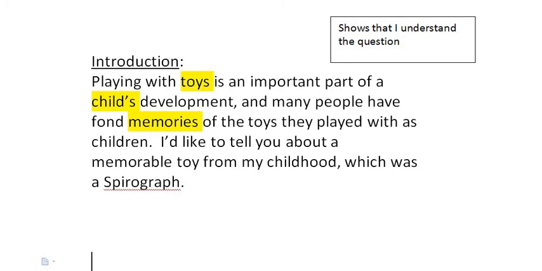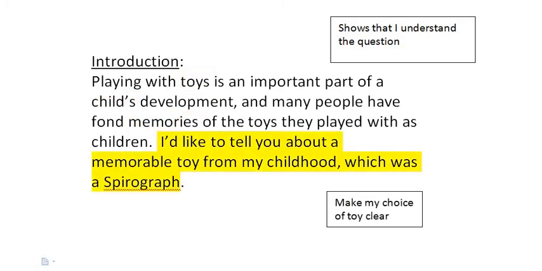Toys, child, memories, so it's clear what I'm going to be talking about in this speech. And in the second sentence, I'm making my choice of toy clear. The toy is a spirograph, and don't worry if you don't know what that is, because I'm going to explain it as I go on. And I've used the phrase "from my childhood", which is another way of saying "when I was a child".